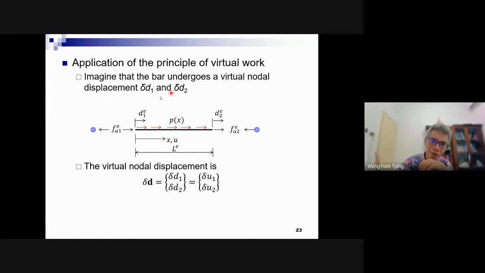Well, imagine that our bar is in equilibrium, right? And then we disturb it by a virtual displacement. That's the principle of virtual displacement, right? We disturb it a little bit by delta U. Of course, if we disturb it by delta U, we have at node 1 delta U1, right? So we define a vector delta D. That's the virtual degrees of freedom. For node 1 it is nothing but the virtual displacement at node 1, and for node 2 it is the virtual displacement at node 2.